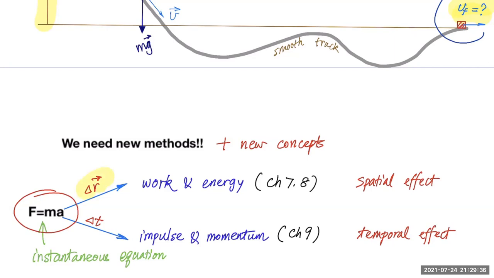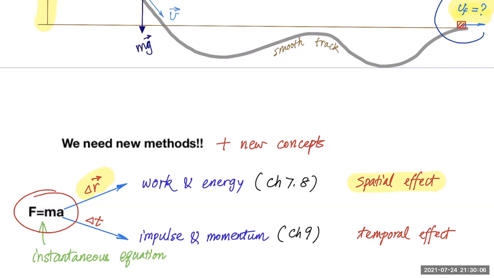This will give you the effect of a force over space, otherwise known as the spatial effect of the force. You have to combine force and displacement. So the object is being pushed by this force, and as a result, it moves by a displacement delta R. What happens at the end between the initial state and final state? What change has occurred? In doing so, we'll be introducing new methods and new concepts.